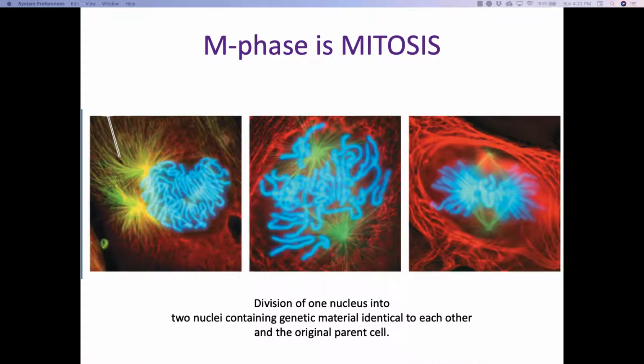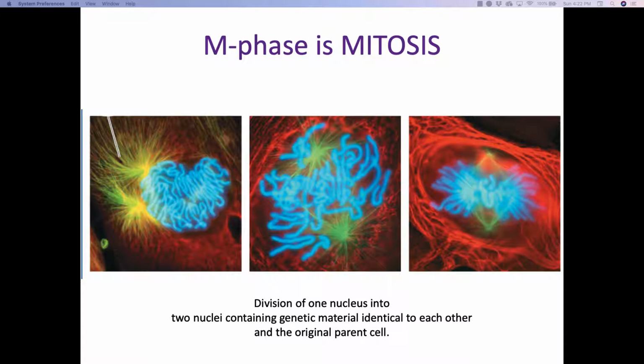M phase of the cell cycle stands for mitosis. And mitosis really refers to the division of one nucleus to form two new nuclei, each of which contain genetic material which is identical to each other and to the original nucleus or the original parent cell.